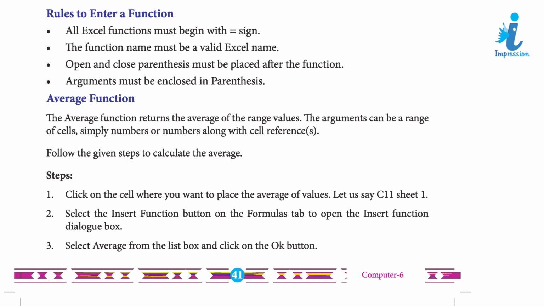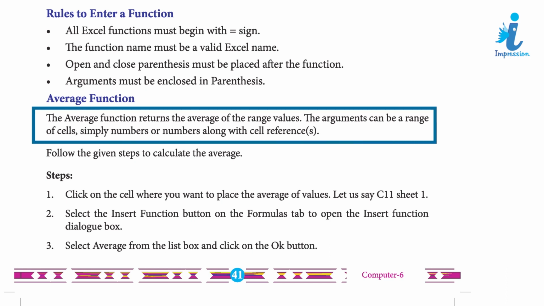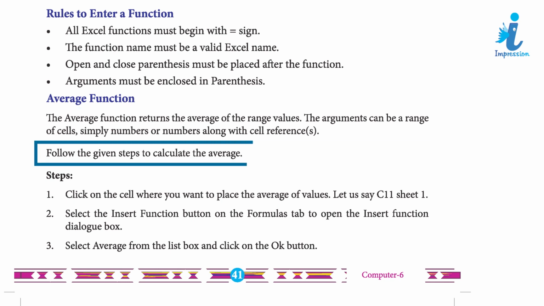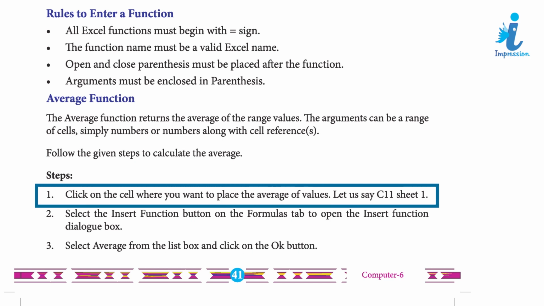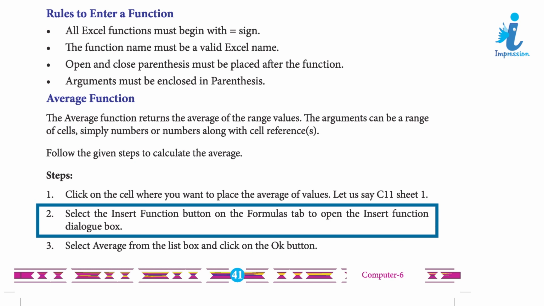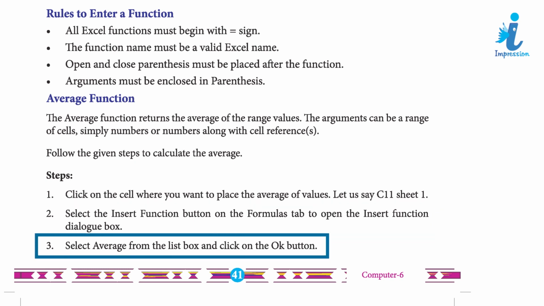Average function. The AVERAGE function returns the average of the range values. The arguments can be a range of cells, simply numbers, or numbers along with cell references. Follow the given steps to calculate the average. Steps. 1. Click on the cell where you want to place the average of values. Let us say C11 in Sheet 1. 2. Select the Insert Function button on the Formulas tab to open the Insert Function dialog box. 3. Select AVERAGE from the list box and click on the OK button.